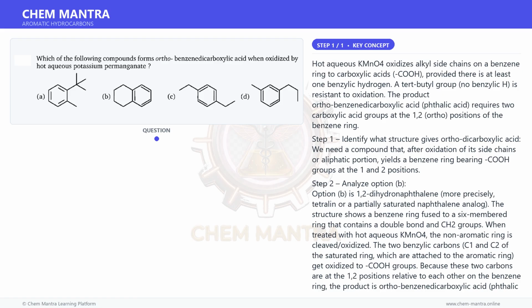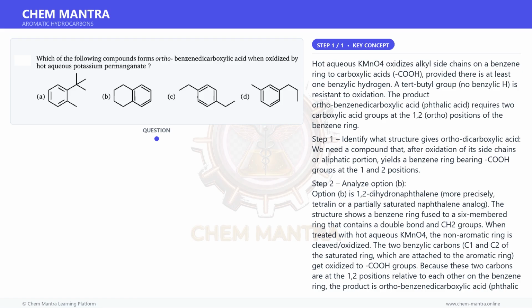Step 1. Identify what structure gives ortho-dicarboxylic acid. We need a compound that, after oxidation of its side chains or aliphatic portion, yields a benzene ring bearing COOH groups at the 1 and 2 positions.